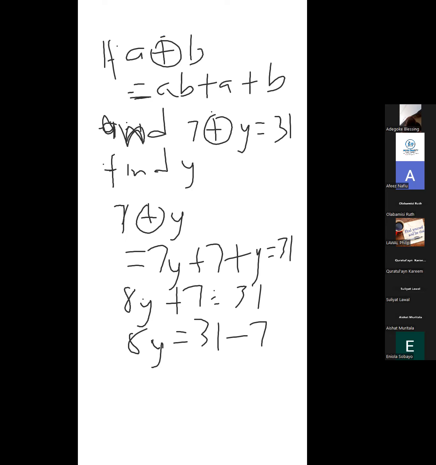So from here, of course, your 8y will be equal to 24. And by the time you divide both sides by 8, then your y evidently will be equal to 3. All right, you can check this: replace y with 3, and then arrange it and see whether you are going to get the same answer.